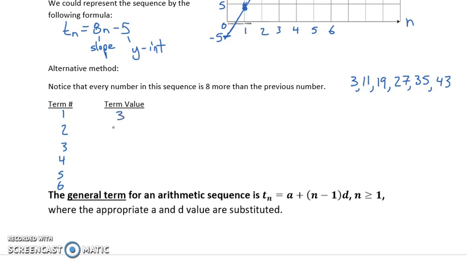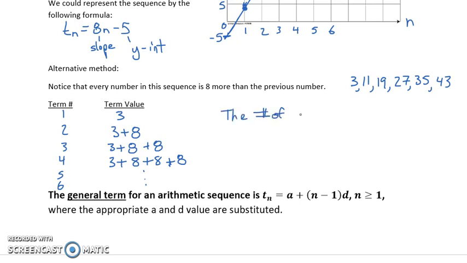The first term value is 3. The second one is 3 plus 8. The next one is 3 plus 8 plus 8 again. And that pattern is going to continue. So what we have here is a number of 8s that's added to the 3. That's 1 less than the term number.